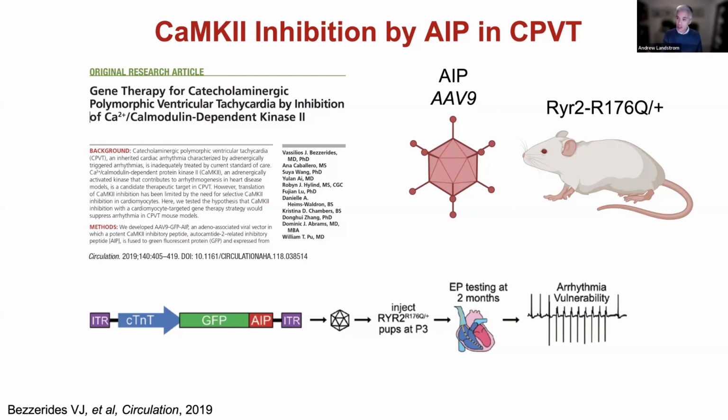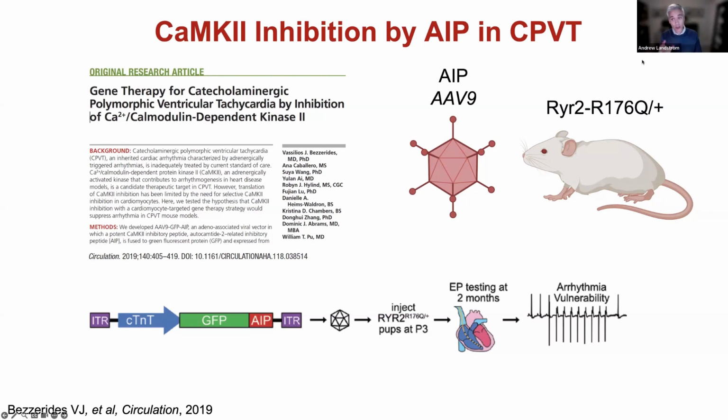And there are mice that actually have CPVT. This is a mouse with a mutation in RYR2. And if you take this mouse and if you run them, or if you give this mouse adrenaline, they will actually get the same ventricular arrhythmias that patients with CPVT get.